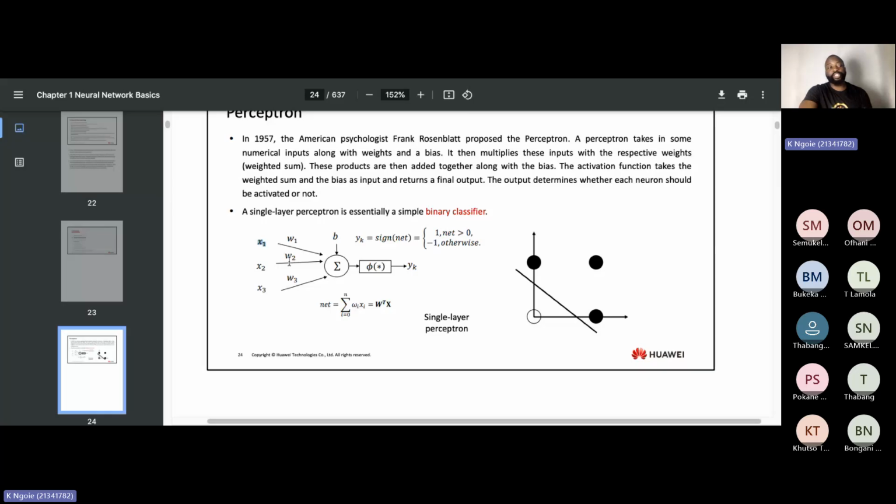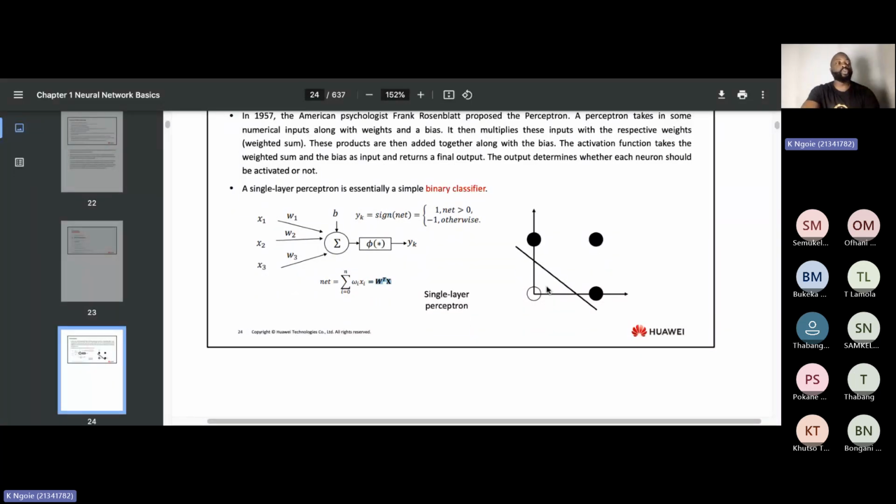So the perceptron was just a sum of this: x1 times w1 plus x2 times w2 plus x3 times w3. That will give us the final prediction. This was a single layer perceptron.